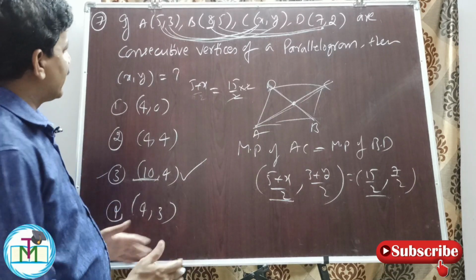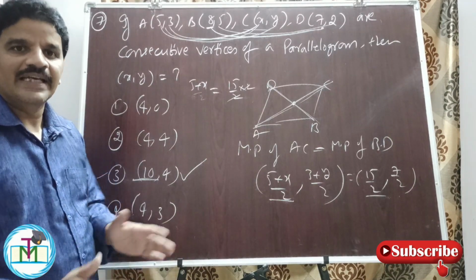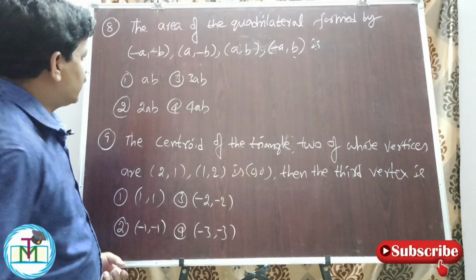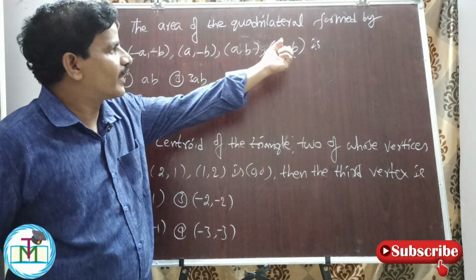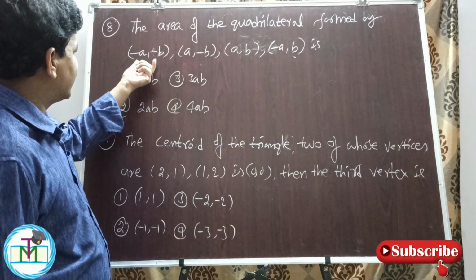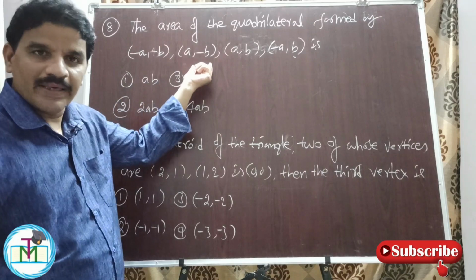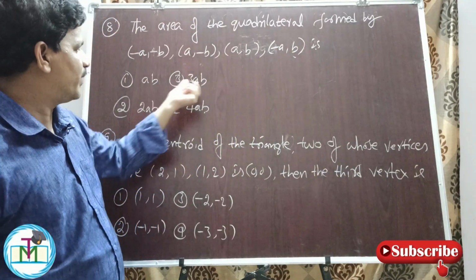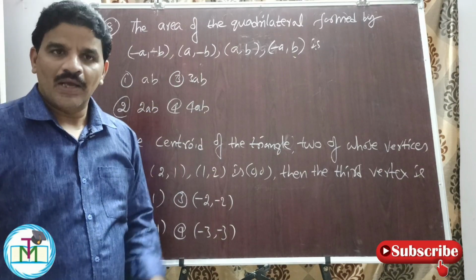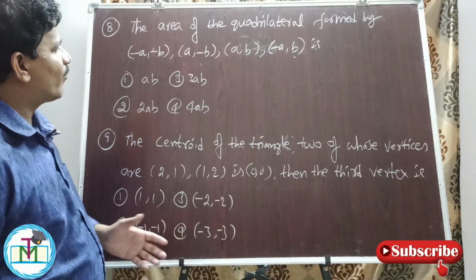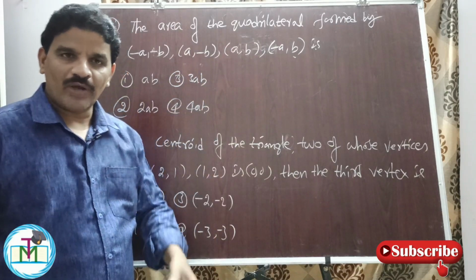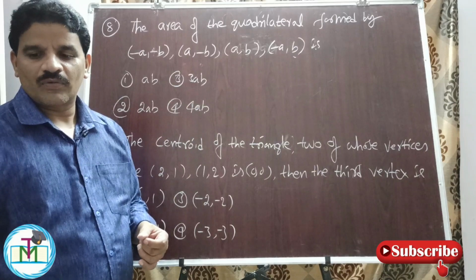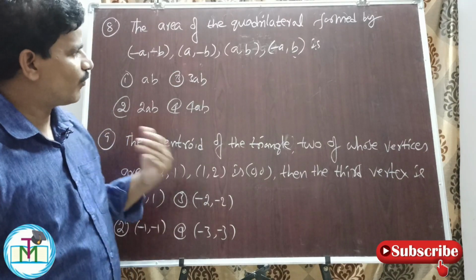With this, the AP and TS Polycet 2019 questions and answers are completed. Now we will go for 2018. Number 8: the area of the quadrilateral formed by (minus a, minus b), (a, minus b), (a, b) and (minus a, b) is, we have 4 options: ab, 2ab, 3ab, 4ab. When 4 points are given, what is the formula for finding the area of a quadrilateral? We already discussed it in the previous video on basic concepts and shortcuts of coordinate geometry. So we can go for that formula.